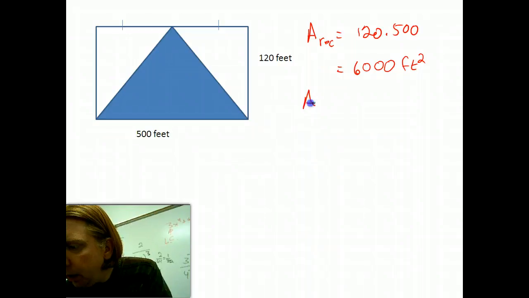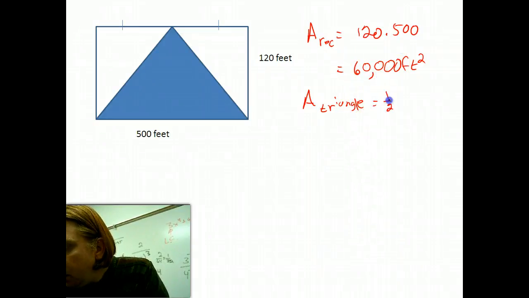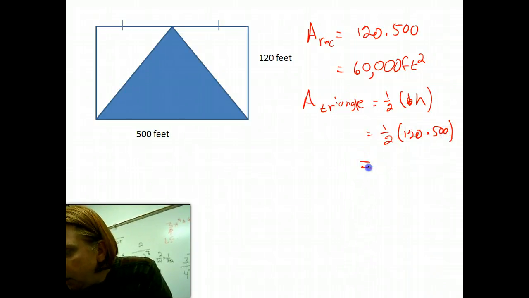And the triangle, which is where we're going to be landing. Oh, I lost a zero? Yeah. There we go. The triangle we're going to land in is half base height. So that's half of 120 times 500. So that's going to be 30,000, right?